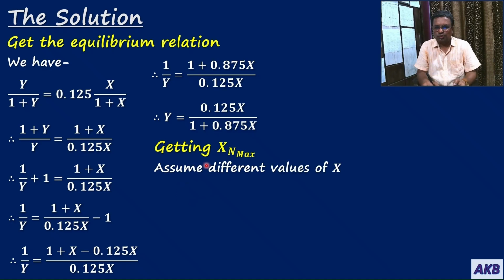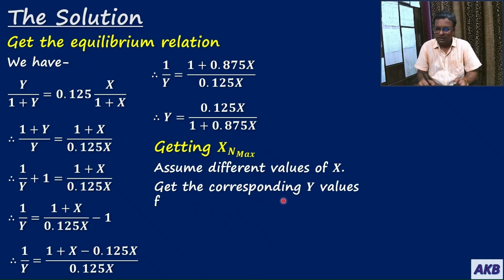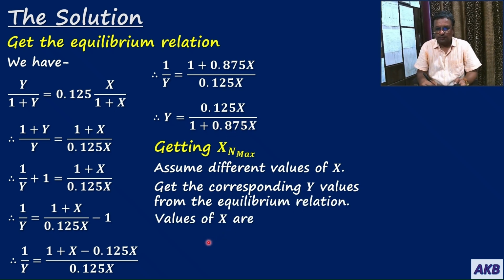So for that we need to plot the graph. And how are we going to plot the graph? For that we will generate XY data. And how are we going to generate that? We will assume different values of capital X, and by using the equilibrium relationship we will find corresponding values of capital Y. So in that way we will have the XY data. So assume different values of capital X, get the corresponding capital Y values from the equilibrium relationship. Then that will give us the XY data.